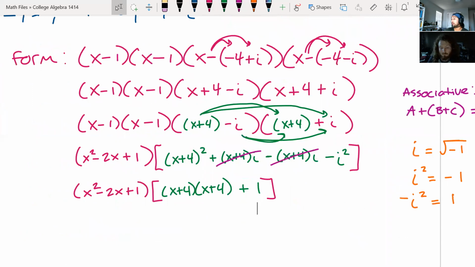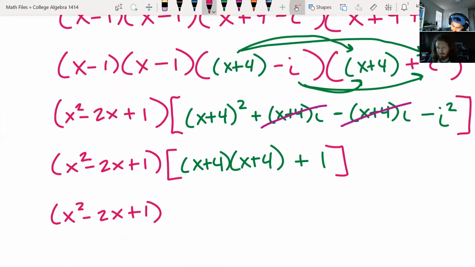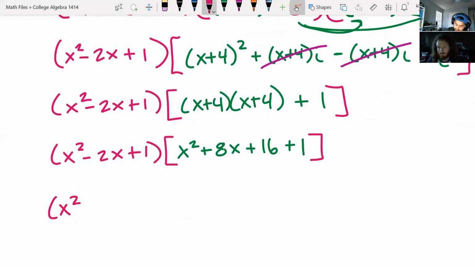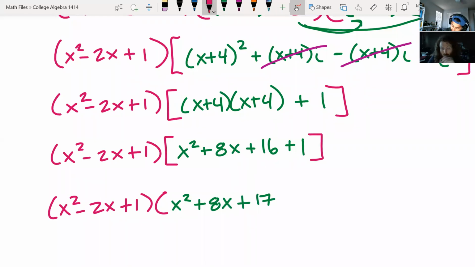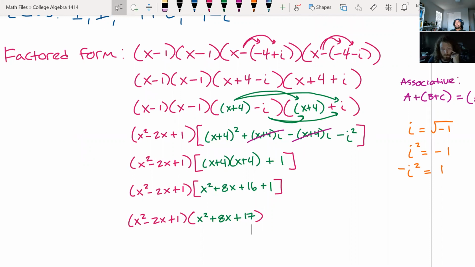Okay. And of course, more distributing to follow. Leave this alone. Distribute your x plus 4s. That should give you x squared plus 8x plus 16 plus 1. Still leave this alone. And now clean that up, and we should have x squared plus 8x plus 17. Okay. Still not done though.